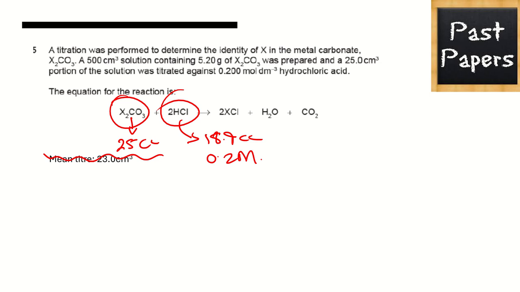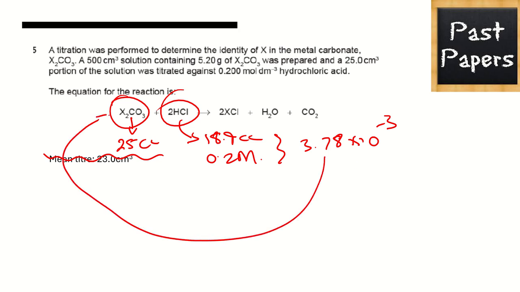So I have 0.0189, 18.9 divided by 1000 times 0.2 gives me 3.78 times 10 to the minus 3. So the moles of this is 3.78 times 10 to the minus 3 moles of that. The ratio in this equation is 2 to 1, so I divide that by 2, and that gives me 1.89 times 10 to the minus 3 moles of X2O3. Now remember, that is in my 25 cc's.